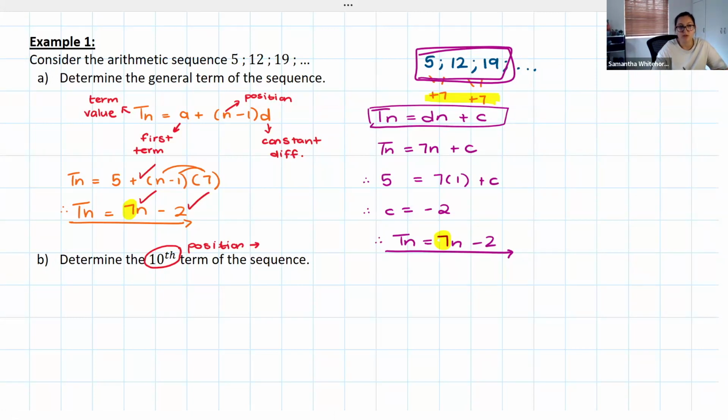So are we going to substitute 10 in? We're going to substitute 10 into n. Awesome. Remember, position is n. So that is where we put that.